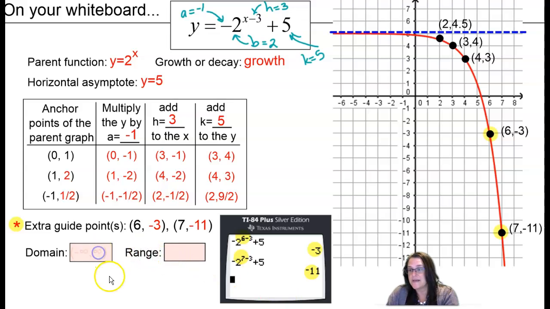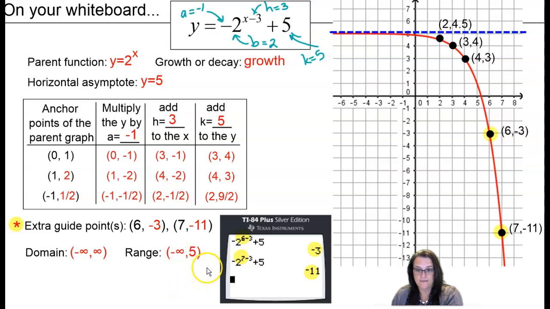The domain is all real numbers, and the range, because we've had a reflection in the x-axis, the range now is starting at negative infinity and heading up to that horizontal asymptote at 5, non-inclusive.